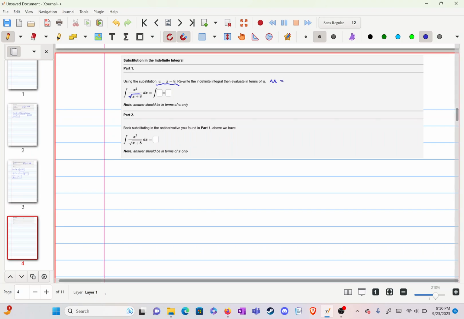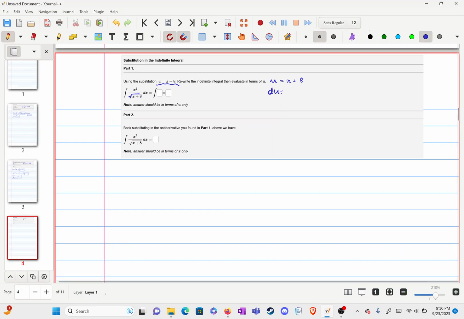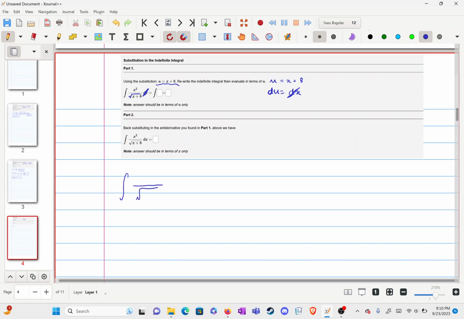But first, let's compute our du. It's just going to be dx. So we're going to cancel our dx's like that, because the derivative of x is 1 and the derivative of 8 is 0. So we're just left with 1 times dx, and that's just dx. So we're just going to cancel our dx's right now. And let's rewrite our integral. Right now we have this x squared, so I'm not going to write that. But we know that this is square root of u. This is du. That's all we have right now.